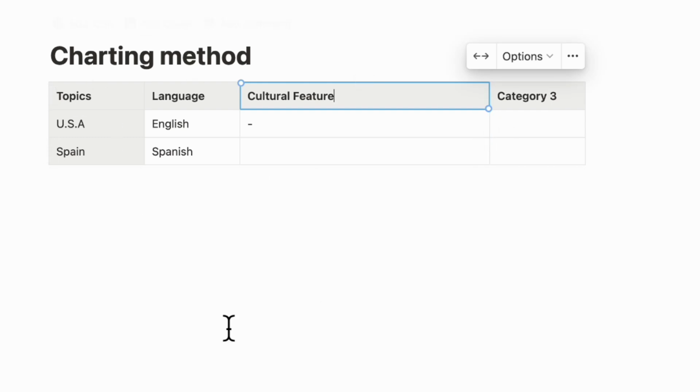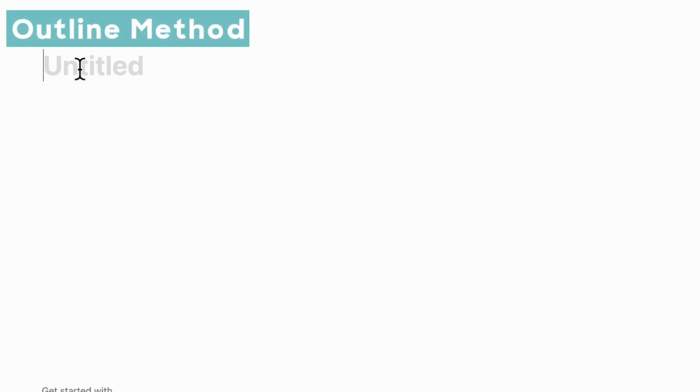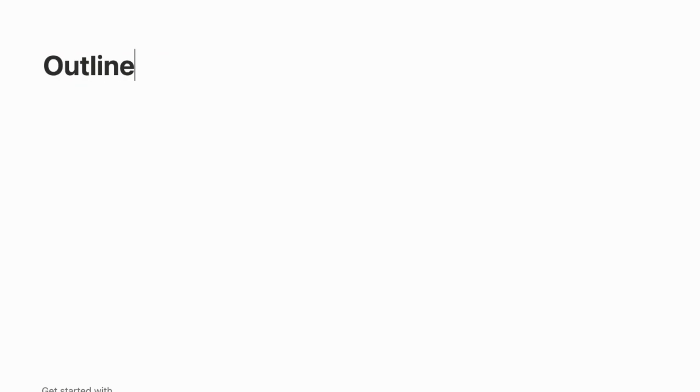So this is a really good way if you have just multiple topics that you're trying to make sure to see them clearly. You might want to consider a charting method. The next note-taking method we're going to cover is the outline method. So this is a very simple note-taking method that's also really effective.